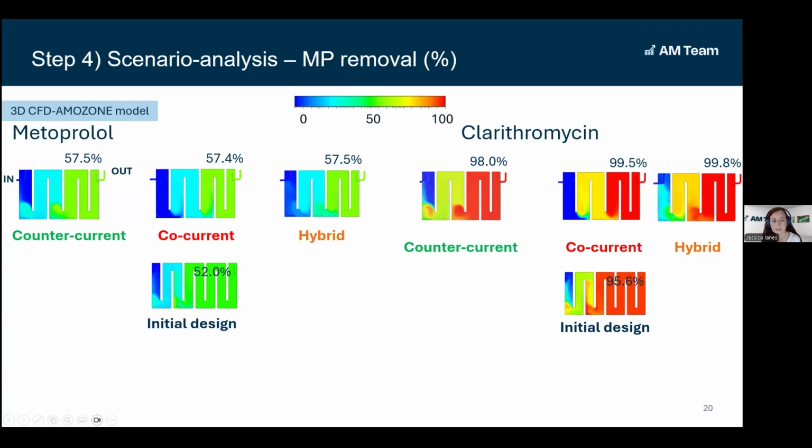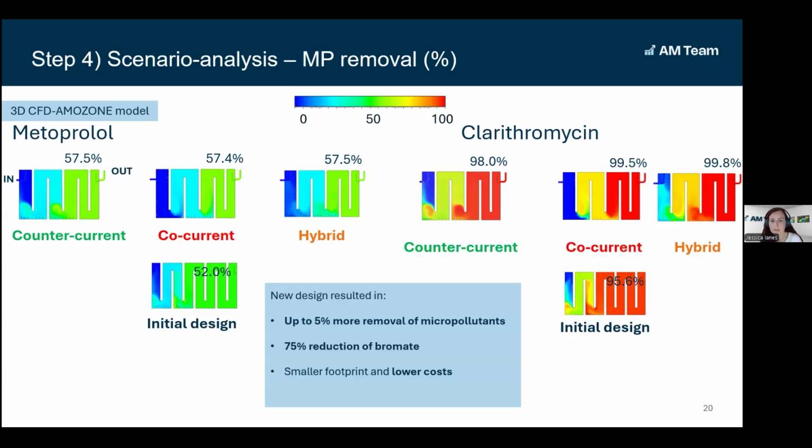in performance, so an increase in removal of almost 5% with the new design, with similar efficiency for the different operations. So countercurrent, co-current, and hybrid actually gave a similar efficiency. And also in terms of bromate formation, if we look at the hybrid configuration, we actually could reach a 75% reduction of bromate, which was very significant due to the restriction and the high levels of bromide in the influent.